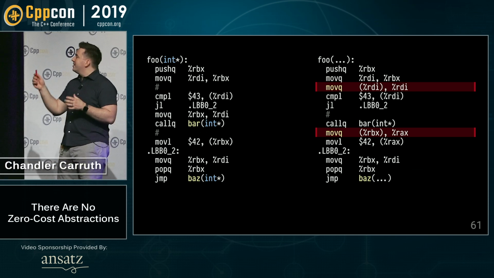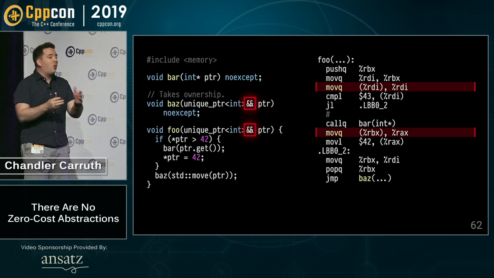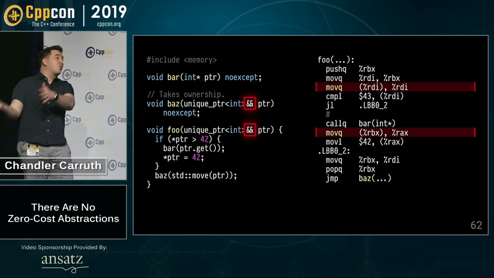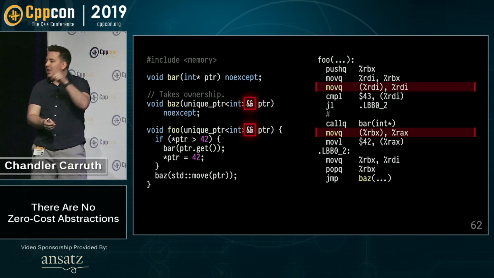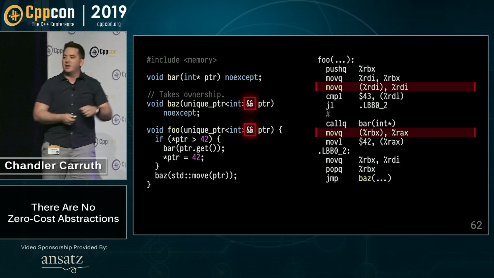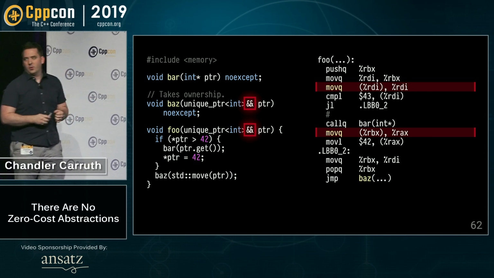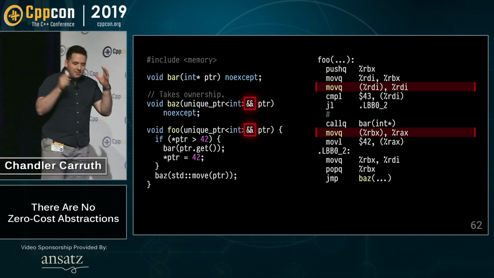Okay, but this is silly. This is because I had R-value references in there. Of course there's two indirections. I put them in the type system. I have a reference to a unique pointer, and then there's a unique pointer. So I expect to have that two-step indirection, right? Okay, so I thought about this some more. Maybe we need to go back to that by value case. Maybe that's the right answer.